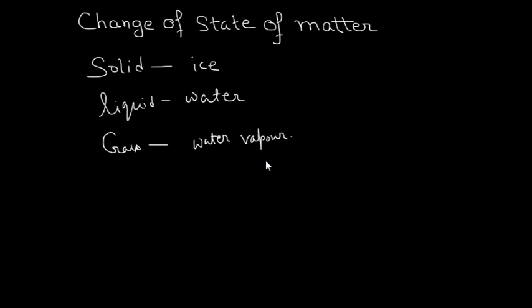Now, how does this change of state take place? By changing the temperature. There are two ways: by changing the temperature and changing the pressure. So first we'll study about changing the temperature.